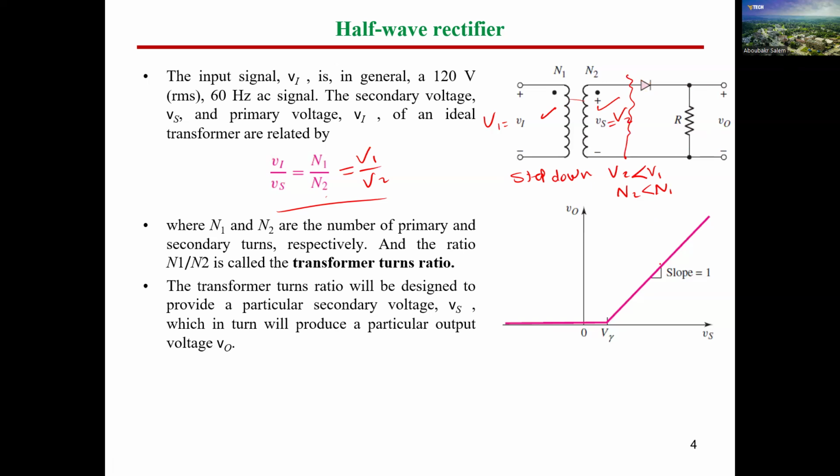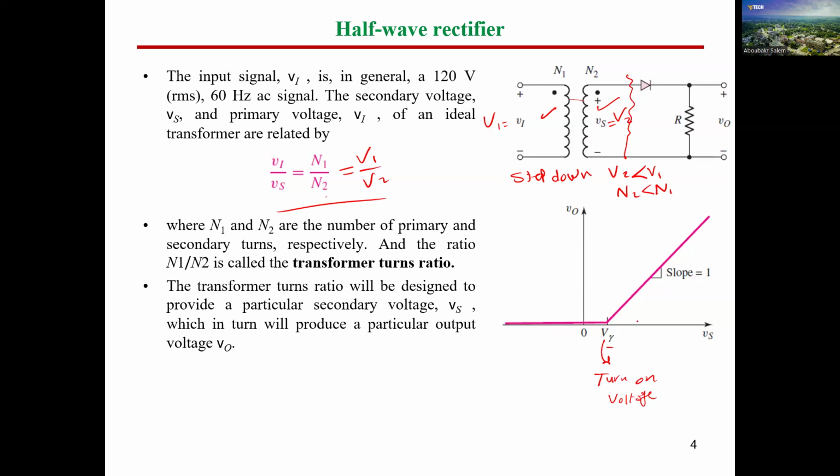Okay. If you would like to draw the relation between Vout and Vs, you will find that the relation is linear, but there is an intersection with the horizontal axis, Vs, which is V gamma. What is V gamma? Right, you are right. V gamma, we discussed this before. V gamma is the turn on voltage of our diode.